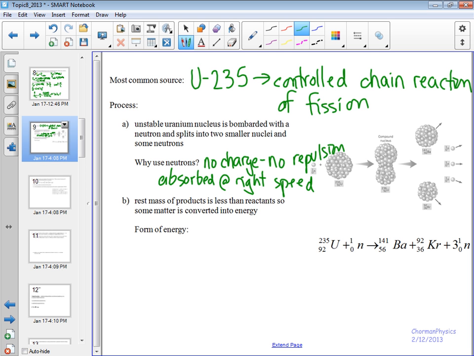What happens is that the rest mass of the products is going to be less than that of the reactants. So some of that mass is converted into energy, and we see it, again, in the form of kinetic energy of the daughter particles. And this is just like when we learned about fission.